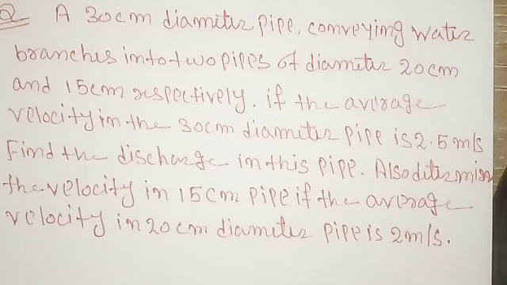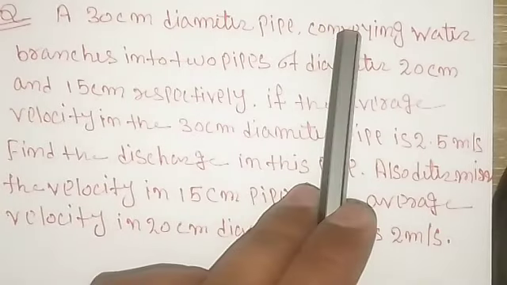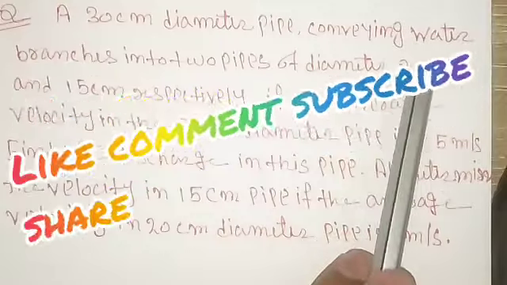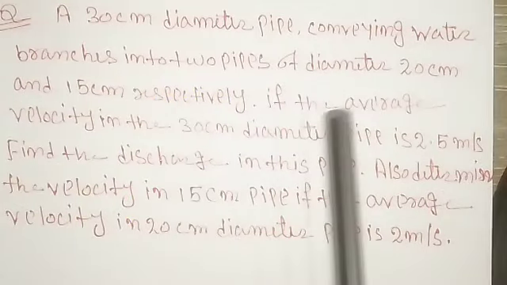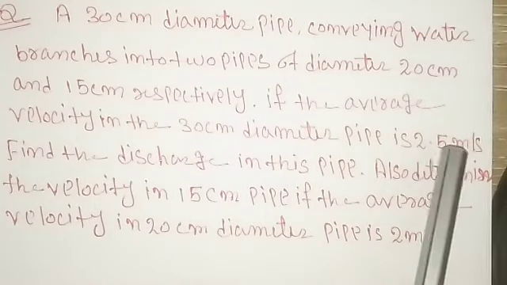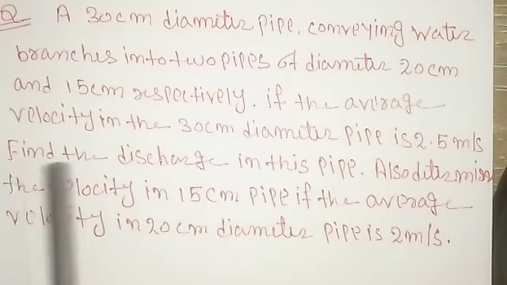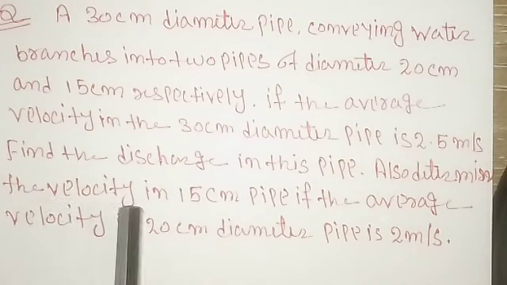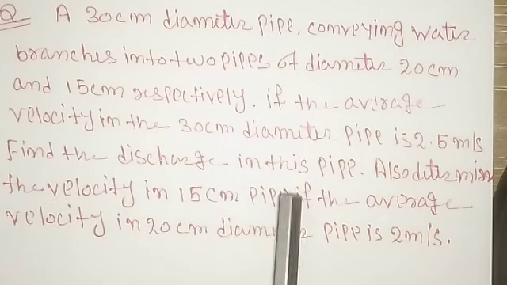Now in this video we will solve one numerical problem from fluid mechanics, basically from kinematics. The problem is on the screen: a 30 centimeter diameter pipe conveying water branches into two pipes of diameter 20 centimeter and 15 centimeter respectively. If the average velocity in the 30 centimeter diameter pipe is 2.5 meter per second, find the discharge in this pipe. Also determine the velocity in the 15 centimeter pipe if the average velocity in the 20 centimeter diameter pipe is 2 meter per second.